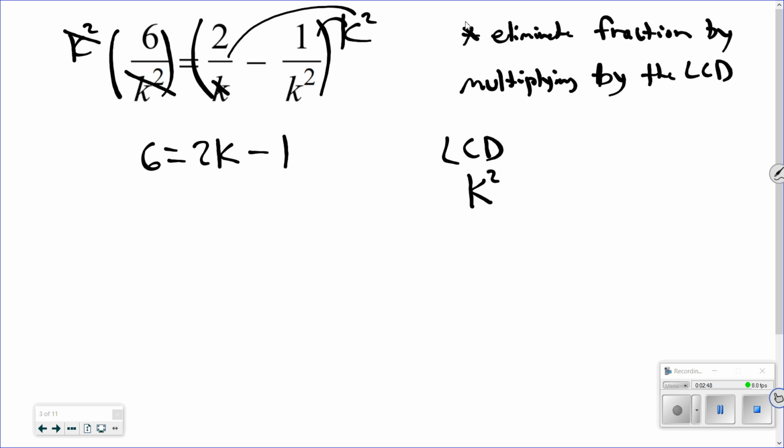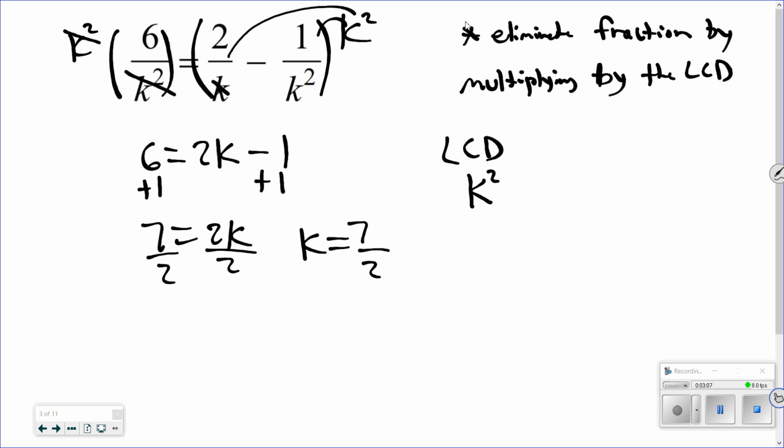So in this case, all I have to do is just get k by itself. Let's add the 1 over. 7 equals 2k. Divide by 2. There's our answer.